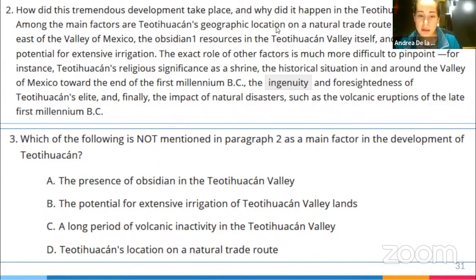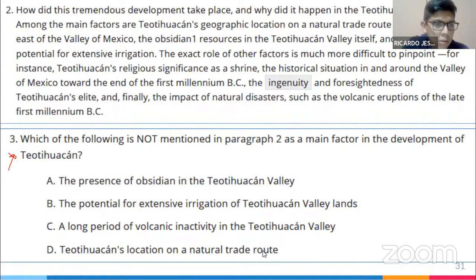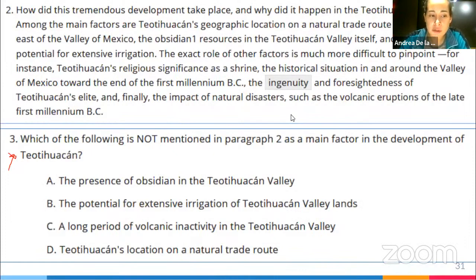We're gonna be answering question number 3 of the same set. Could anyone please read the question? Only the question. Which of the following is not mentioned in paragraph 2 as a main factor in the development of Teotihuacan? Okay, thank you so much, Ricardo. All right, so we're gonna do the same thing we were doing, which is I'm gonna give you guys some time to figure out the answer, and then we will discuss. Okay, guys, and I'll let you know the strategies. So please, I'll give you 1 minute. I think it's loading. I'll give you guys 1 minute. Read the paragraph and let me know what you think, which option you would choose.